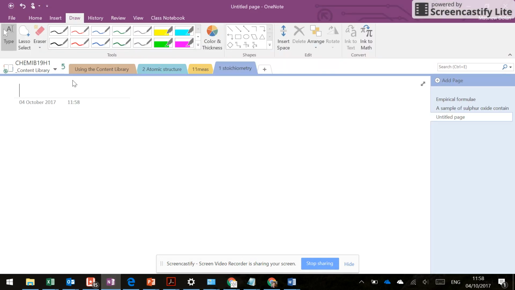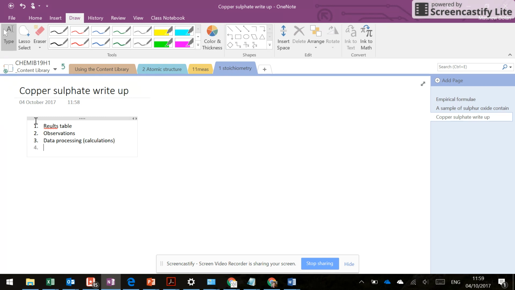You're practical. You have a write-up to do, which is due on Wednesday of next week. But it's quite a straightforward one. Okay, so this is a copper sulfate write-up. There's a proper title on the sheet, isn't there? Okay, but what you need to do for this is just have a results table, observations, and data processing, which is the calculations. Okay, this is all going in your OneNote. Okay, and a conclusion, which is what's the value of X.